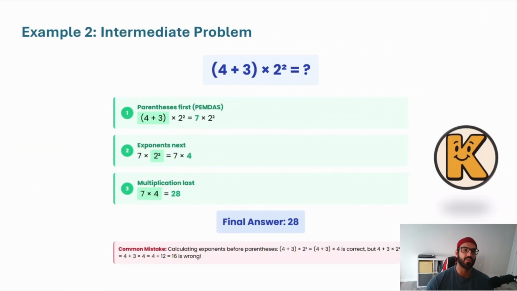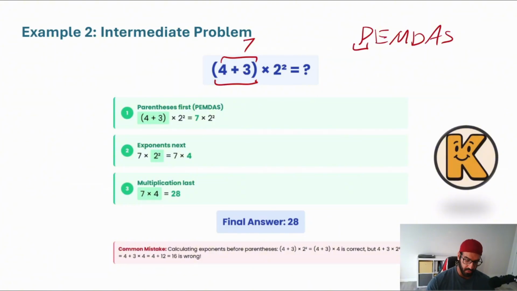In this example, I do have parentheses, I do have addition, I do have multiplication, I do have exponents. It's a full package, right? Again, write down the PEMDAS. Parentheses first, right? So I do have parentheses. I have to focus on the parentheses. What is happening inside the parentheses? The only thing that I do have is 4 plus 3, right? So 4 plus 3 is equal to 7.